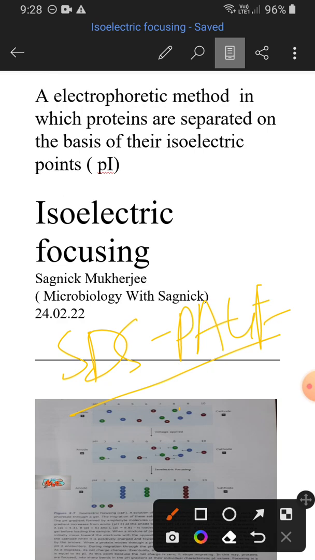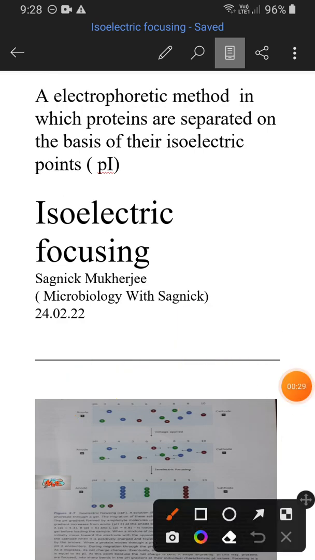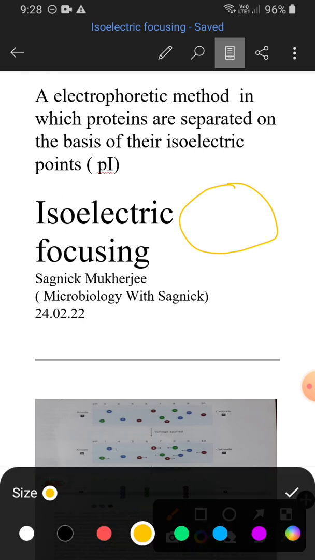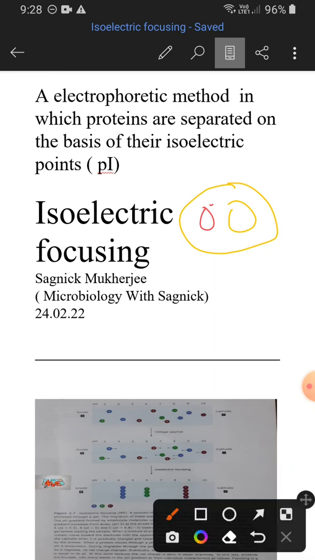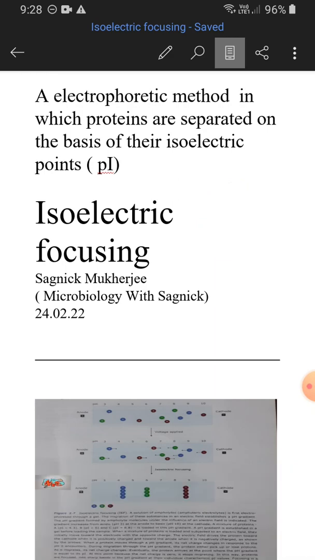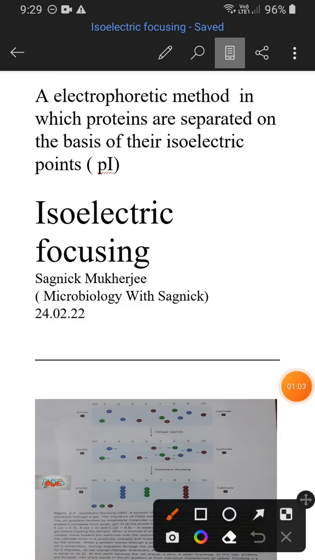So here is the reason. Suppose this is a protein sample mixture, and here your protein of interest is present, which is in red color. Along with that, it also contains another protein which is not your protein of interest but has the same molecular weight. Then how can you separate these two with the help of normal SDS-PAGE? Because we all know that SDS-PAGE separates proteins on the basis of their molecular weight, right? So SDS-PAGE cannot separate these protein samples, right?